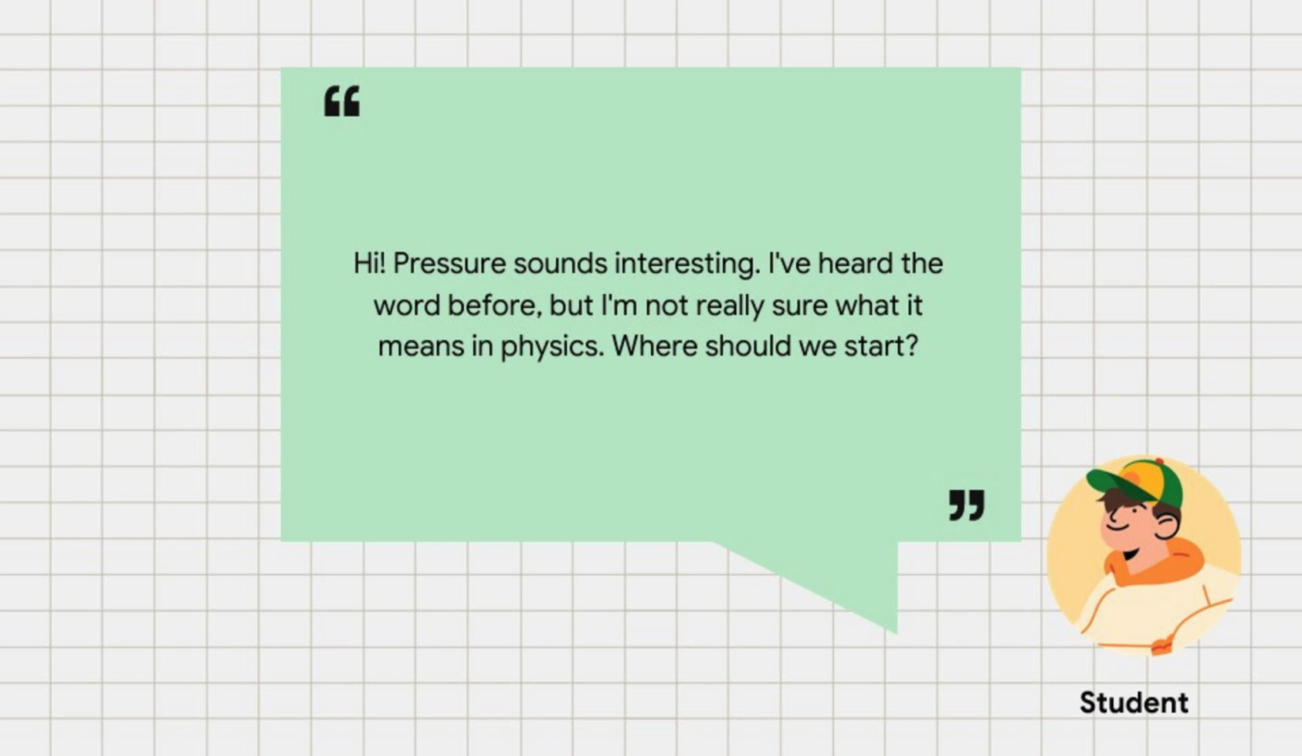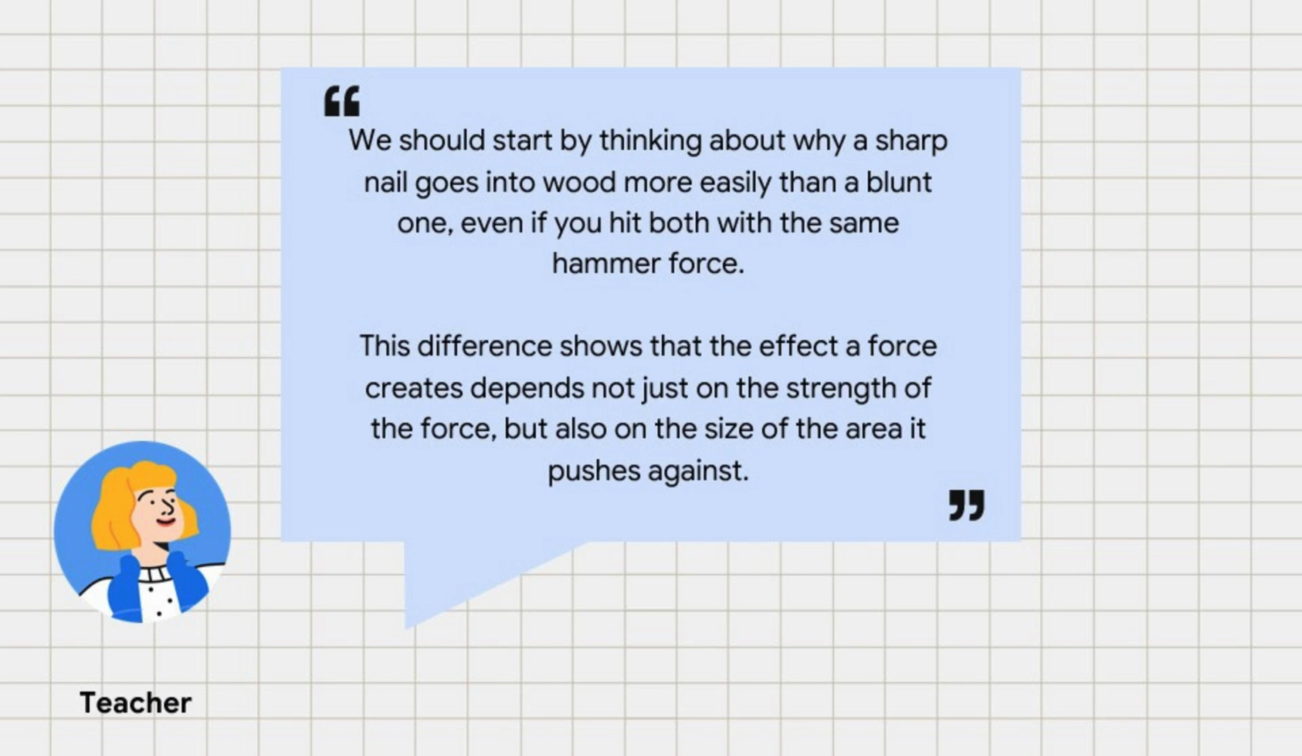Where should we start? We should start by thinking about why a sharp nail goes into wood more easily than a blunt one, even if you hit both with the same hammer force. This difference shows that the effect a force creates depends not just on the strength of the force, but also on the size of the area it pushes against.